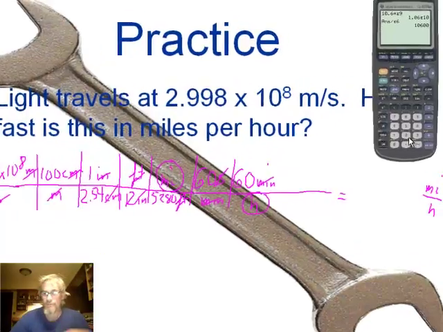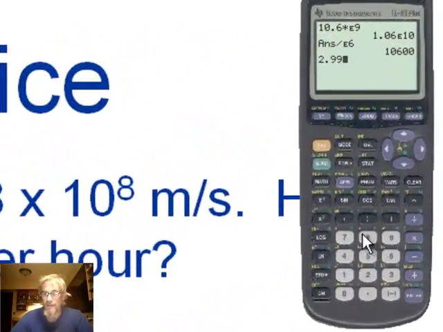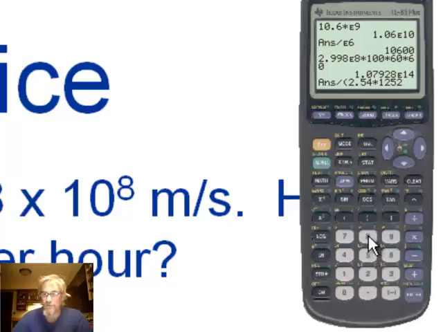So back to the calculator. 2.998 times 10 to the 8th times 100 times 1 times 1 times 1 times 60 times 60 again. That's everything besides the ones that are in the numerator. So I'll product it up. Divide by, open a parenthesis, 2.54 times 12 times 5,280.